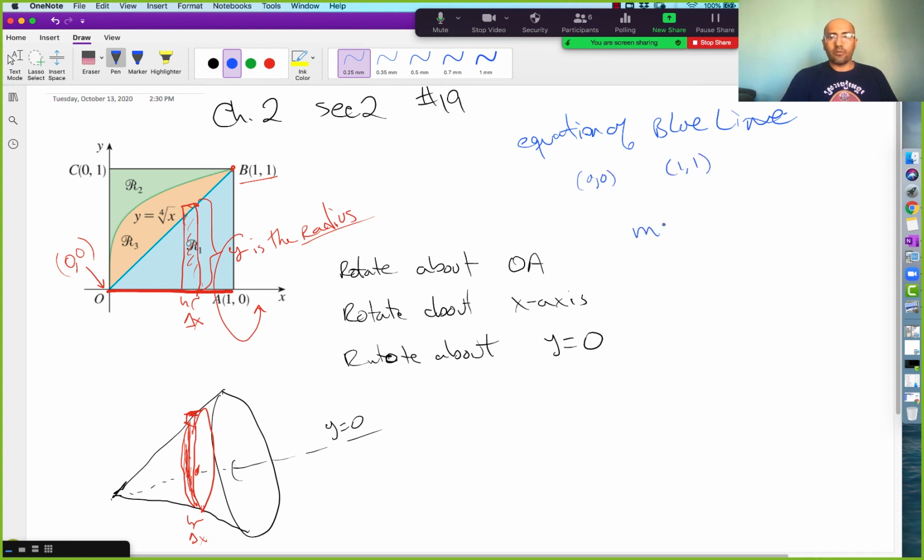So we need the slope. Well, the slope is going to be 1 minus 0 over 1 minus 0. So it's going to be 1. It's got a slope of 1, and it's got a y-intercept of 0. So the line is going to be equal to 1 times x plus 0, or just the line y equals x. So this line right here is the line y equals x.